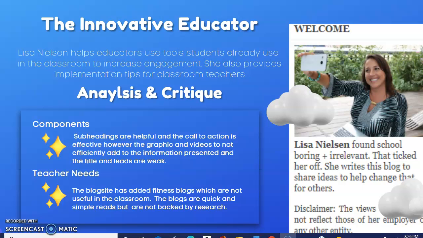Teacher needs, the blog site has some fitness tips as well. There are blogs about fitness, which isn't on brand for a blog that's talking about an innovative educator and you're expecting tech tips. So I think that can be a bit confusing. The blogs are quick reads and they are simple, which is good, but there isn't any research backing her assertions of which tools to select or why she selected those tools.